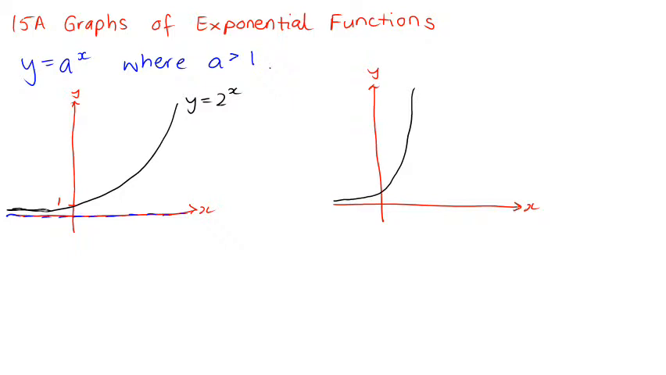So it kind of goes like that. Still crosses at 1 though. And there's still an asymptote on the x-axis. Y equals 0. Okay, so all these types of functions are just related by dilation. So they either squish it in or expand it out.